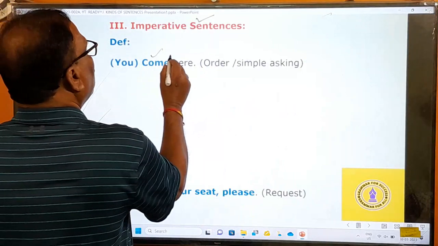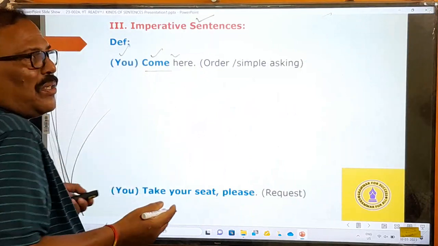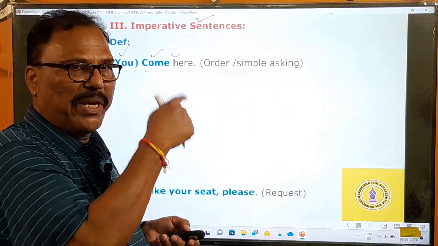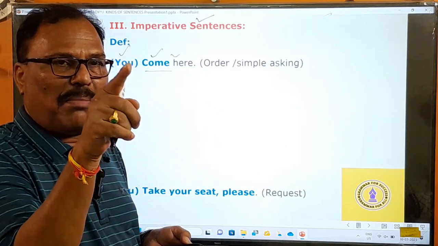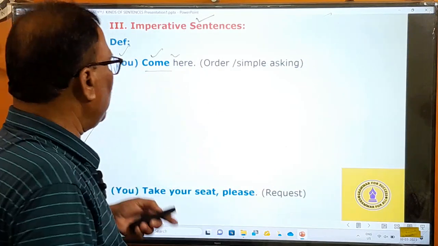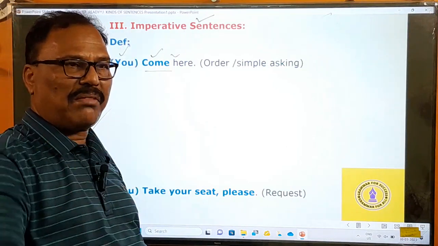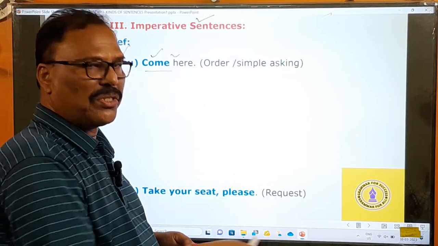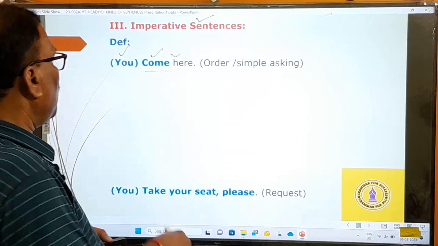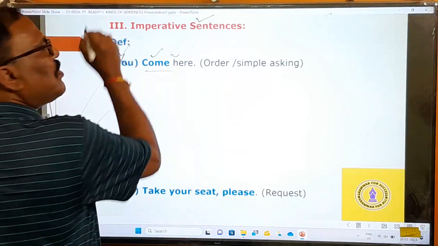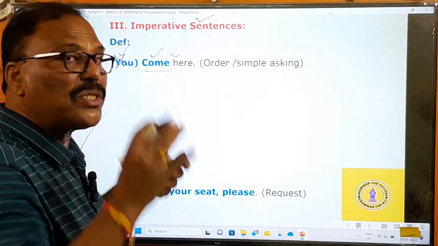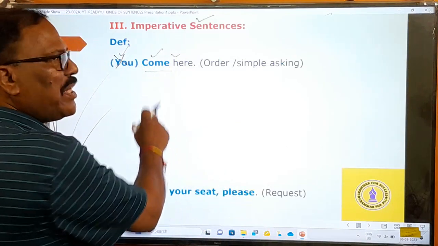Come here. Come here means you come here, because you speak this sentence only to the opposite person, the second person. What do you call the second person? You. Hey, you come here. You sit down here. You do this. You do that. So you is understood. It is implied there. Come here means you come here.